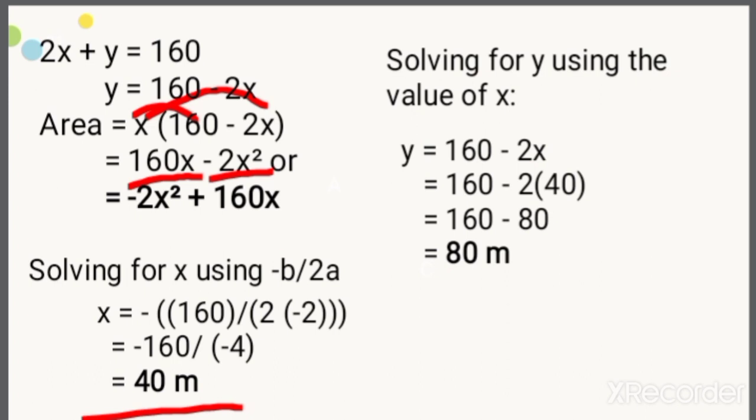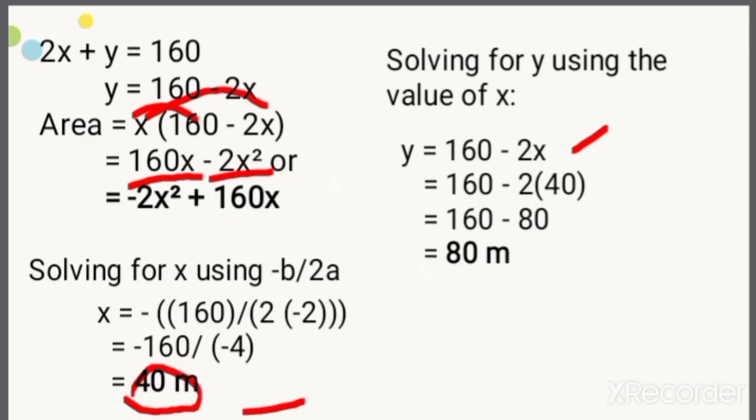To solve for y, we will use the value of x, which is 40. We substitute this into y equals 160 minus 2x. So we have 160 minus 2 times 40. Negative 2 times 40 equals negative 80. And 160 minus 80, we have 80 meters.